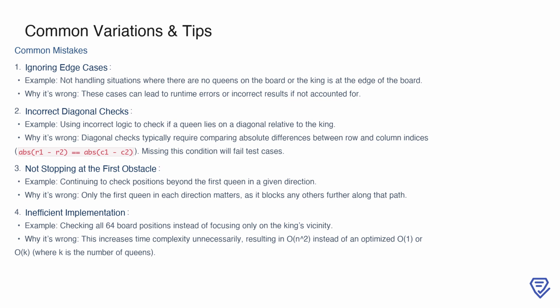Another mistake is not stopping at the first obstacle in a given direction. Once you encounter a queen in a specific direction, any other queens further along that path are irrelevant, so continuing to check can lead to incorrect outcomes.